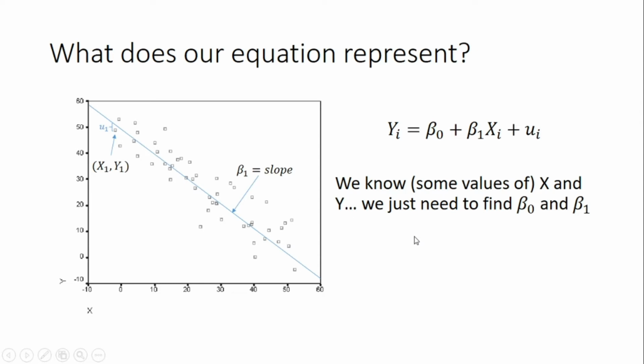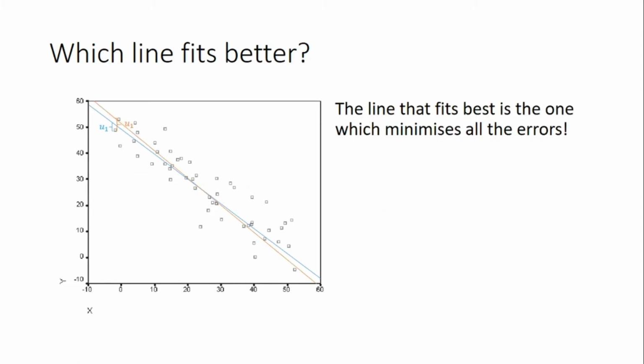Okay, so we know some values of x and y. We just need to find those values beta 0 and beta 1. And when we do so, then we'll have some idea of the effect of the class size on the test score. We'll have some idea of what beta 1 is, what the slope is. And that will better inform the governor's policy. But we can draw many lines, right? Here I've drawn a second line, this one in orange. Just by looking at it, I have no idea which one fits better. And we haven't even defined the criteria by which we mean fits better.